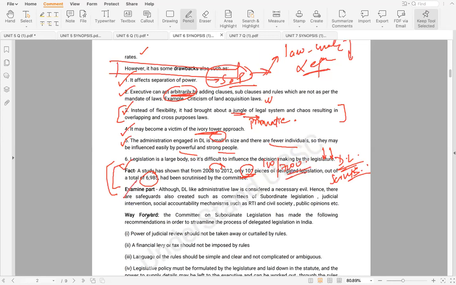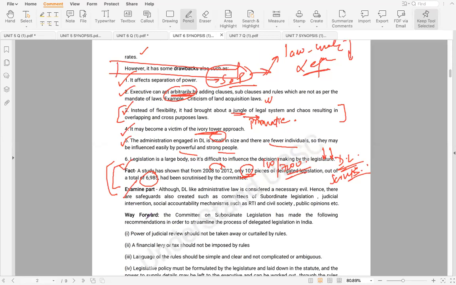We have to also examine. So, although delegated legislation, like administrative law, is considered a necessary evil, hence there are safeguards also created, such as committees of subordinate legislation, judicial intervention, social accountability mechanisms such as RTI and civil society, public opinions, etc.